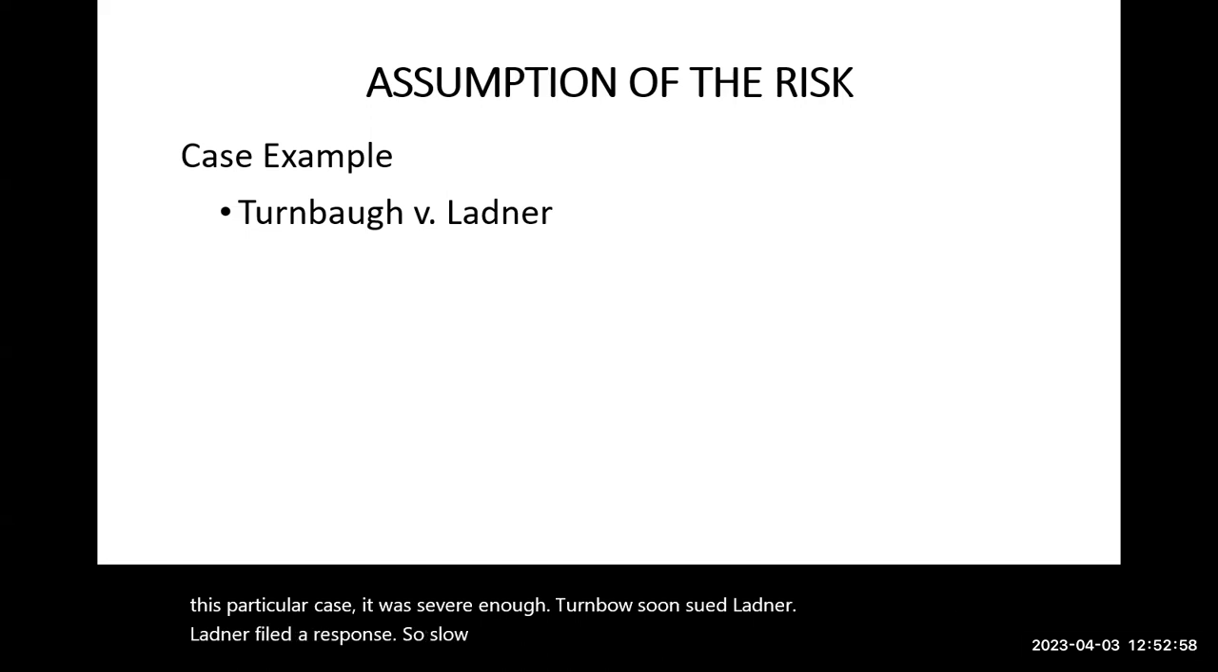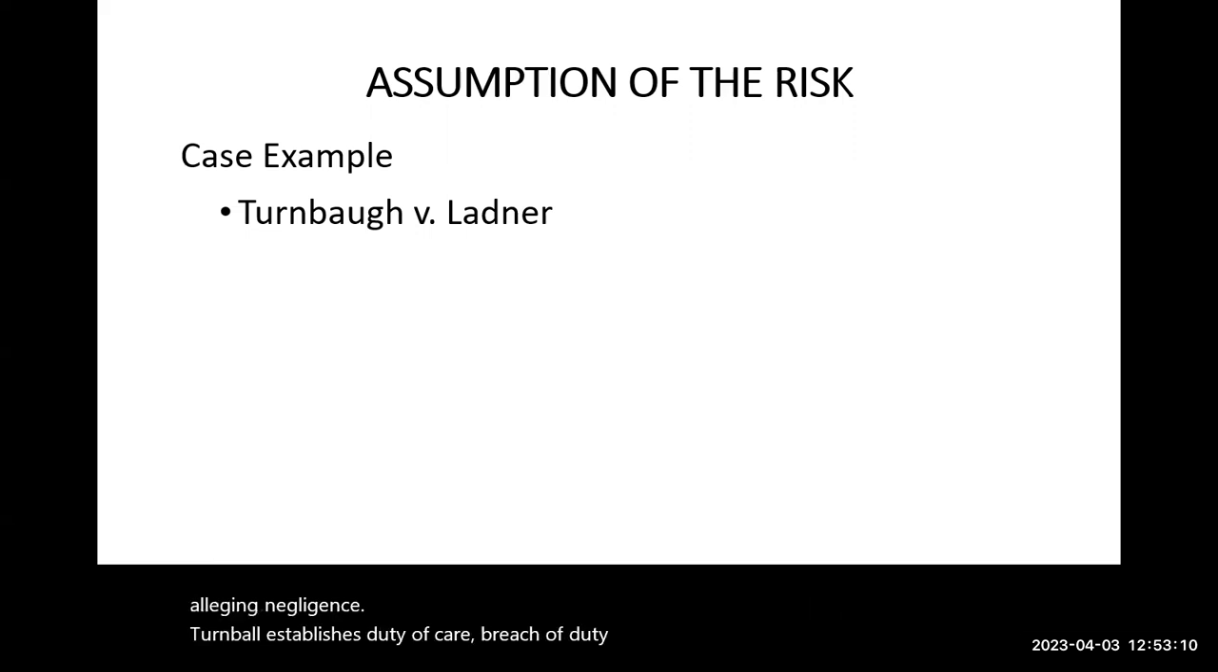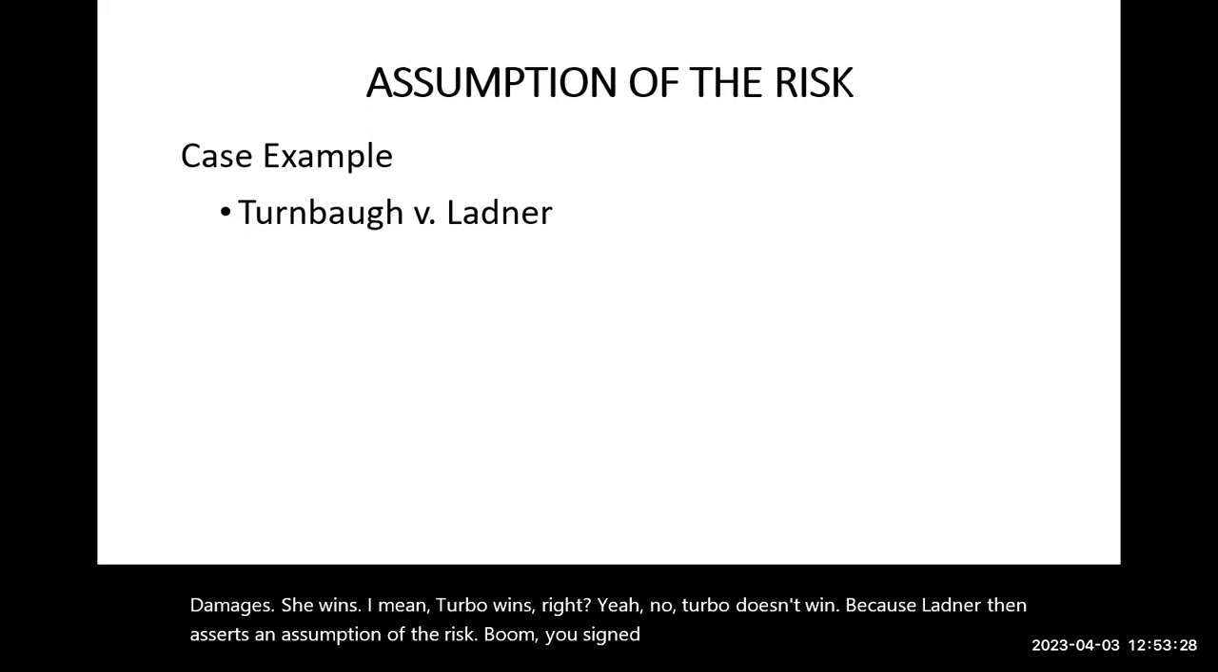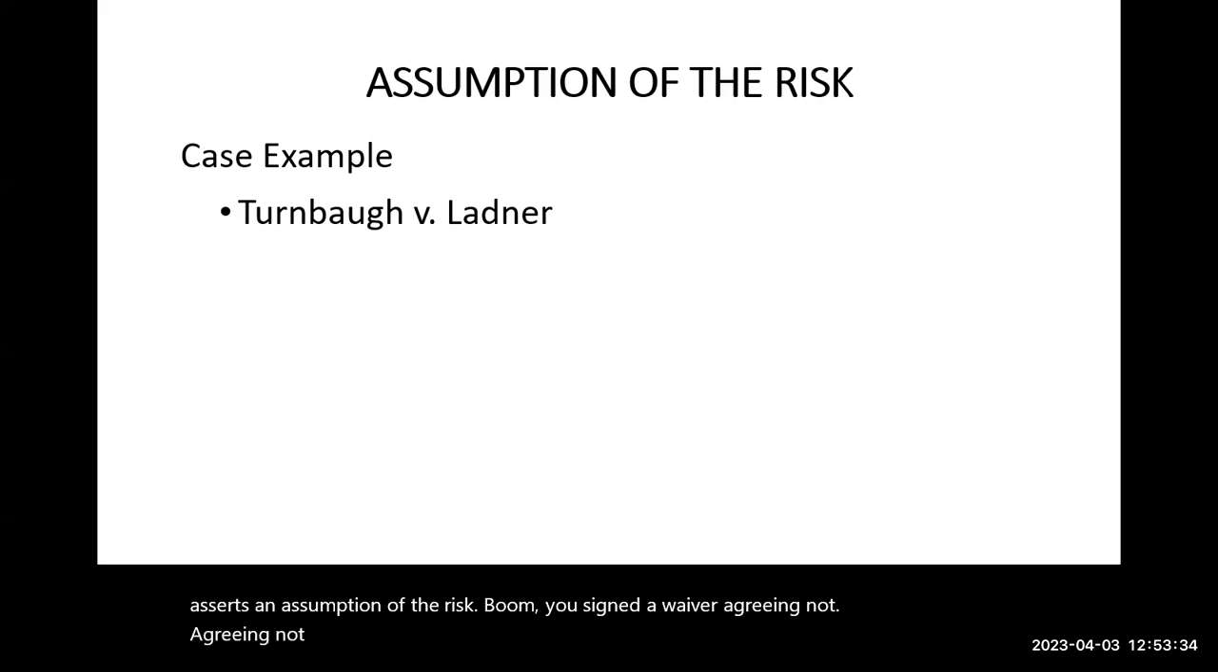So let's slow the action down. Turnbow files a lawsuit alleging negligence. Turnbow establishes duty of care, breach of duty, actual cause, legal cause, damages. Turnbow wins, right? No, Turnbow doesn't win because Ladner then asserts an assumption of the risk. Boom. You signed a waiver agreeing not to sue me, even for my negligence.